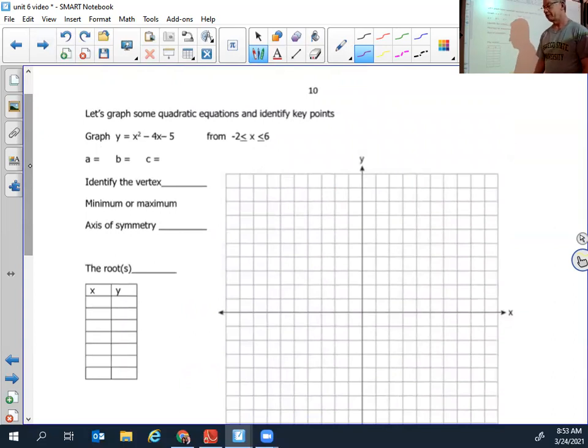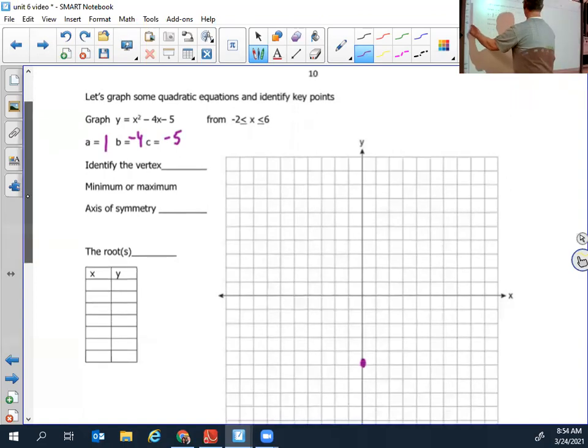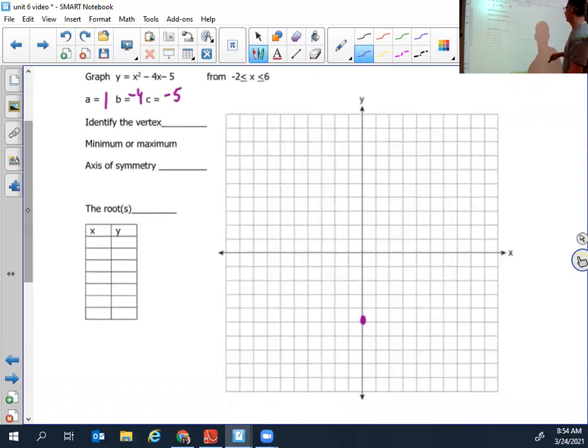So stop the tape. Okay, I'm back. A equals 1, B equals -4, C equals -5. So I know one thing right now, it's going to go through the point 0, -5, because that's my C. It tells me to go from -2 to +6. So 3, 6, a little bit bigger than usual, which tells me that the axis of symmetry should be right in between those two, which should be at +2.